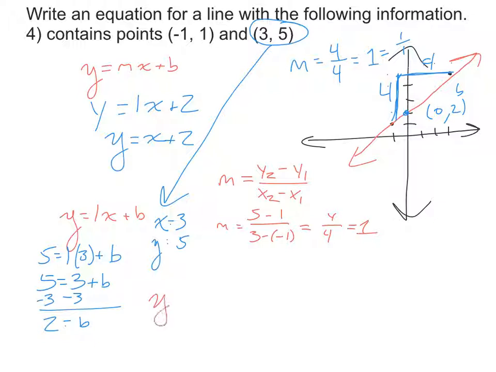So we're ready to write our equation. y is equal to, my m is 1, times x plus my b is 2. Or simplifying that, y is equal to x plus 2. And we're done.